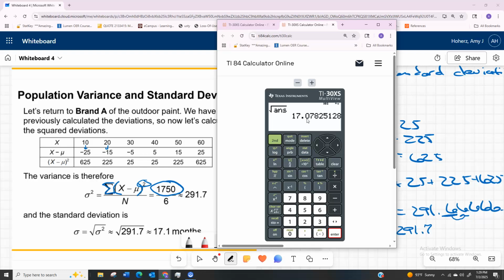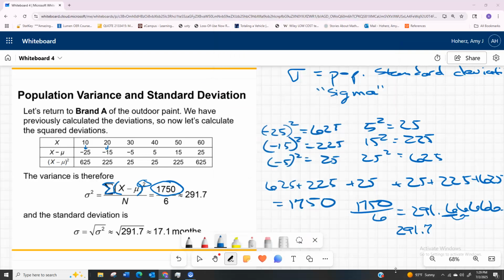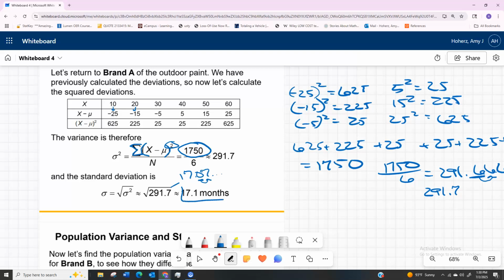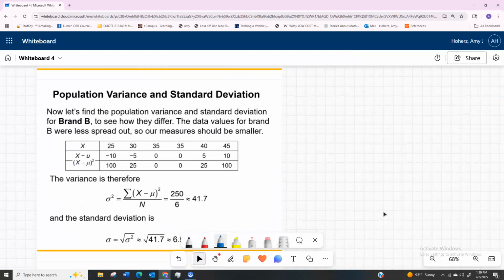Again, rounding properly, the 0 is where I want to round to, but after the 0 there's a 7. That 7 says don't leave that as 0, round it up to 1. In other words, 0.07 is closer to 0.1 than it is to 0. So I'm going to round it up to 17.1 months. So we just did our first standard variance and standard deviation. The standard deviation is 17.1 months and the variance is 291.7 months. It's actually square months, but we won't go into that.